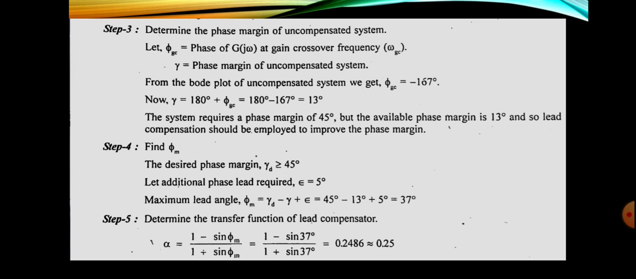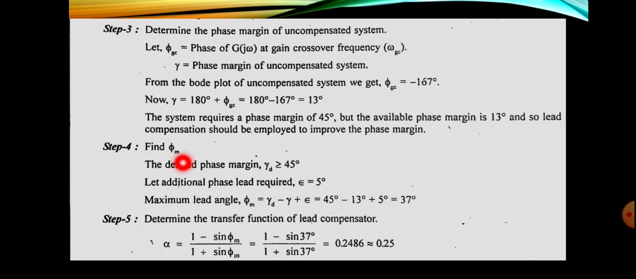First in the procedure, you have to find phi m. The phi m equation is gamma d minus gamma plus epsilon, and gamma is obtained from here, that is equal to 13 degrees. Epsilon you can put as 5 degrees in the procedure, and gamma d is the desired phase margin, that is 45 degrees. So you can substitute 45 degrees, 13 degrees and 5 degrees here, and you will get 37 degrees. So you have to design the lead compensator for this case.